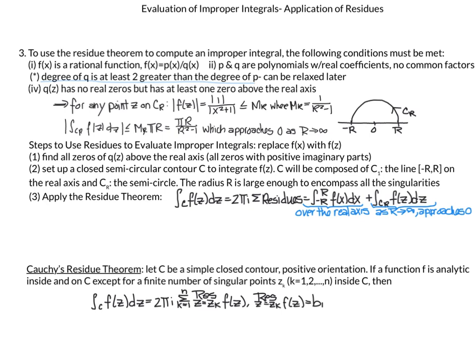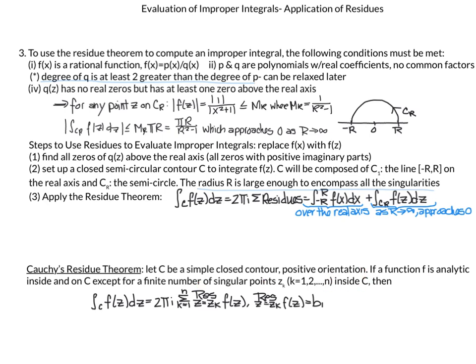The second comment I had is when we set up this circle with radius r, one of the things we said we wanted to happen is the radius had to be large enough to encompass all the singularities, and the reason for that is we used Cauchy's residue theorem. And remember, for Cauchy's residue theorem, C is a simple closed contour, positively oriented. If a function f is analytic inside and on C, except for a finite number of singular points inside C.